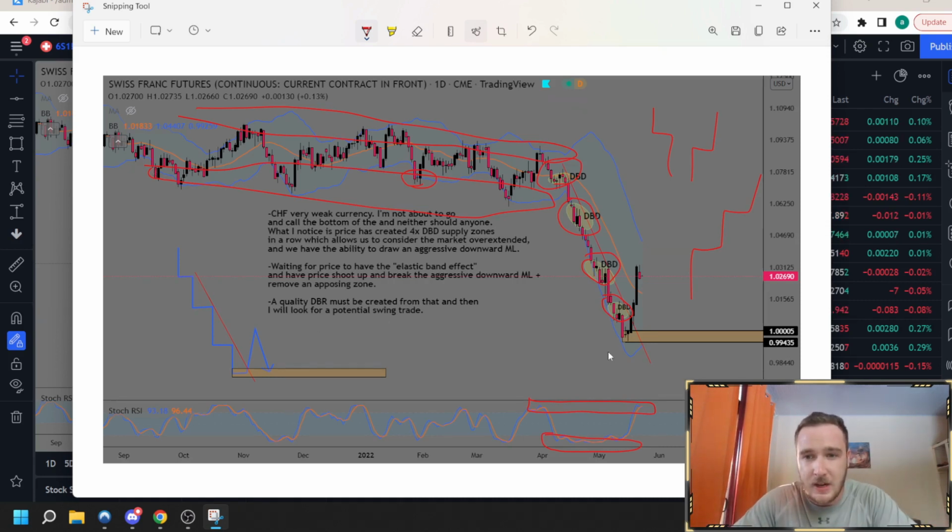Same thing here, right? Very strong move to the upside. We break that downward momentum, opposing zones being removed. That's one of my favorite setups. And then I start buying the pullback if prices return into it.